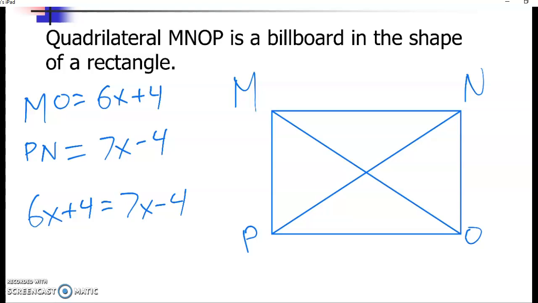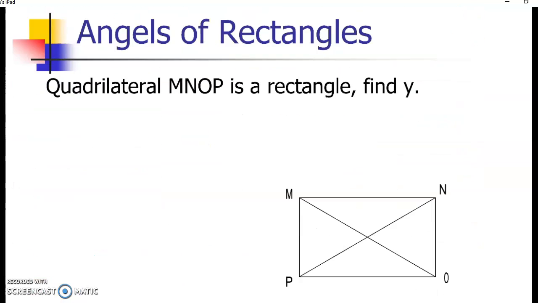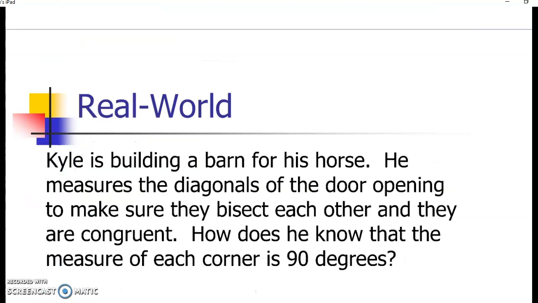If we subtract 6x from both sides, we would get x on this side. Add 4 to both sides, and we would figure out x equals 8. So if we knew that that billboard was a rectangle, we would know that x would have to equal 8. Alright, then moving on here. We're going to skip that one.